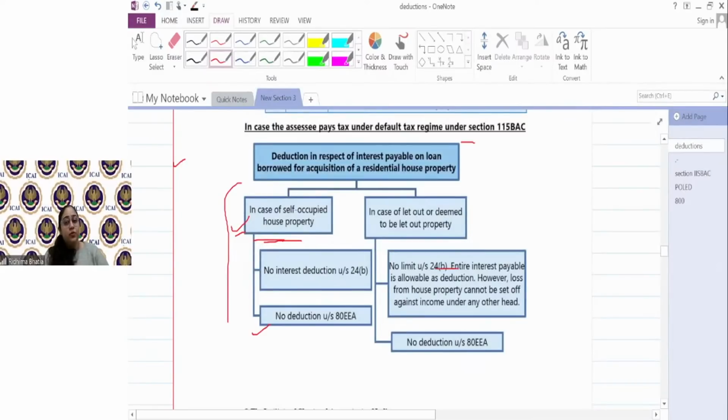But if you have a let-out property, then obviously you cannot claim 80EE naturally, but definitely you can claim 24B interest of that particular loan. But remember that interhead adjustment is not allowed for interest on loan on let-out property under section 24B. You can only carry it forward.